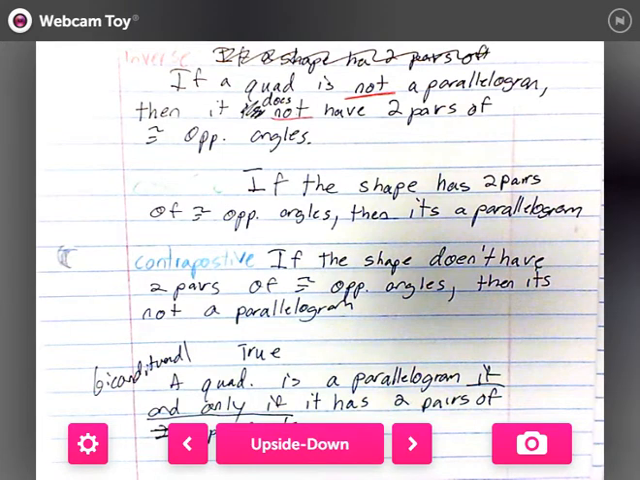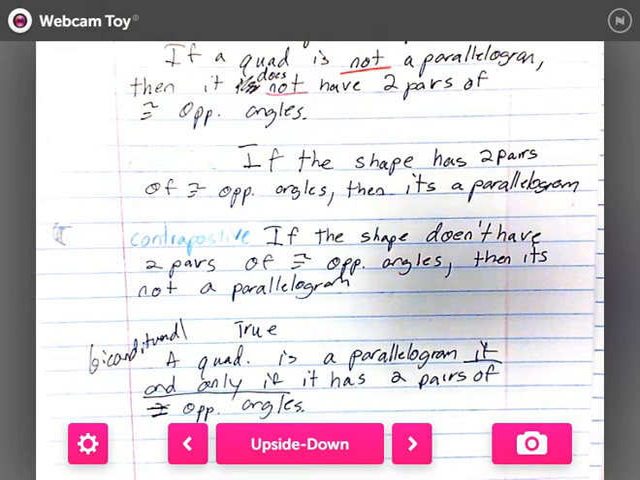Okay, I'm going to move up inverse just a little bit. Is that better? So if it's true, biconditional. If it's false, what is that thing that you have to do?